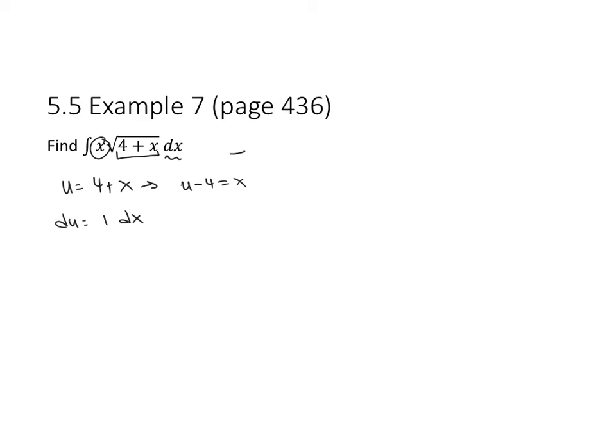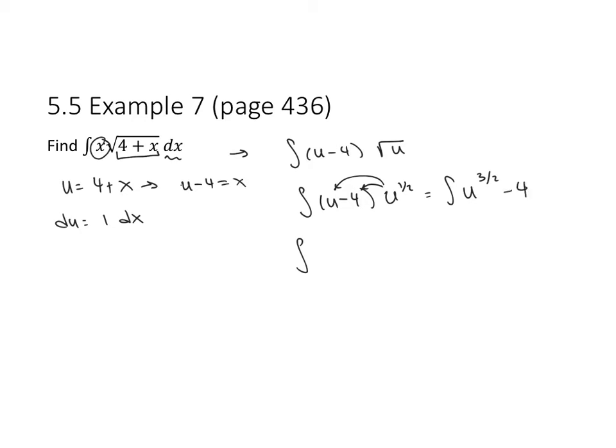So now we'll rewrite this whole thing as the integral of u minus 4 times the square root of u. And let's rewrite square root of u as an exponent. So that's the integral of u minus 4 times u to the 1/2, and then we can distribute that to both pieces. So that's the integral of u to the 3/2 minus 4 times u to the 1/2.